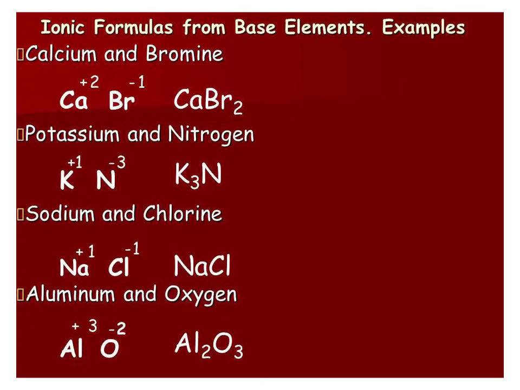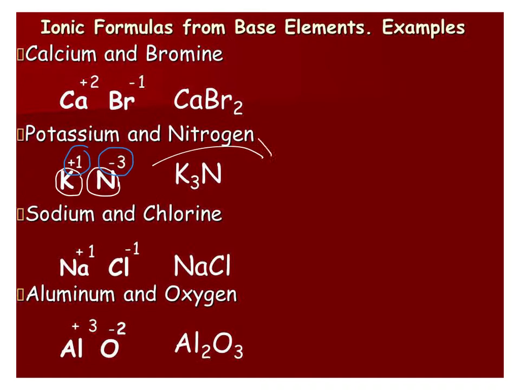Let's look at another one, potassium and nitrogen. Right, so we're going to do the same thing we did before. We're going to write our chemical symbol, which for potassium is K, and then we're going to write our chemical symbol for nitrogen, which is N. We're going to assign our oxidation numbers, +1 for potassium, because it's in the alkali metal group, and nitrogen is going to be -3 because it's in group 15.